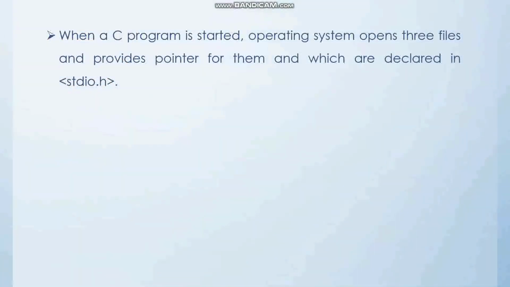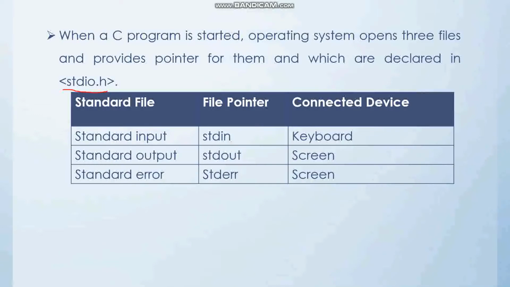When a C program is started, the operating system opens three files and provides pointers for them, which are declared in stdio.h. The standard files are standard input, whose file pointer is stdin and the connected device is the keyboard.